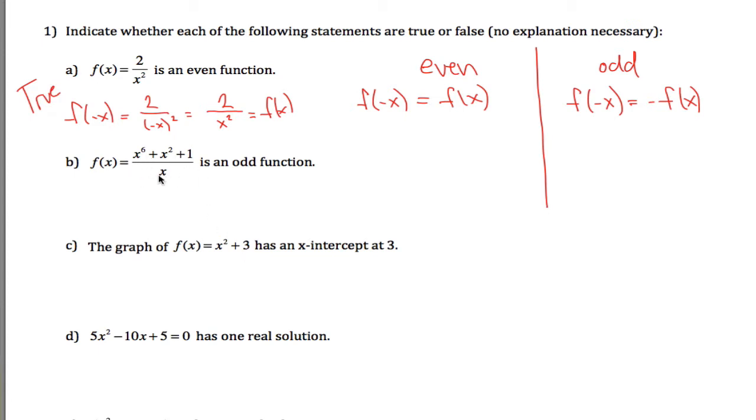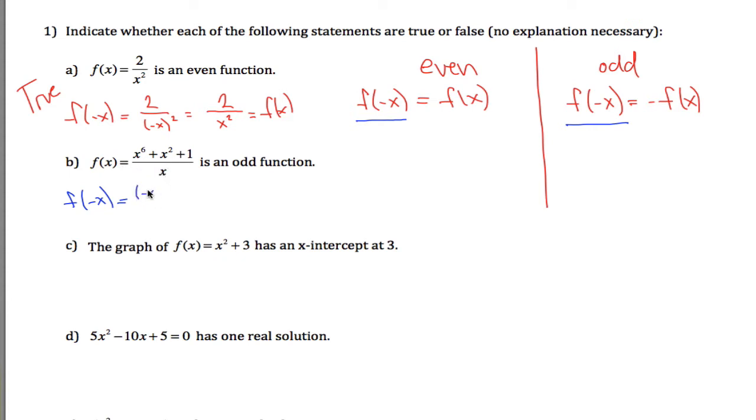Here's another one. This is saying true or false, this is an odd function. Well, let's see what happens. The test to see if it's an odd function is very similar to the test to see if it's even. In both cases, you want to figure out what f of negative x is equal to. So I have f of x. If you give me f of x, I can figure out f of negative x. What I do is I go through this formula, and everywhere I see the letter x written, I'm going to replace it with a negative x.